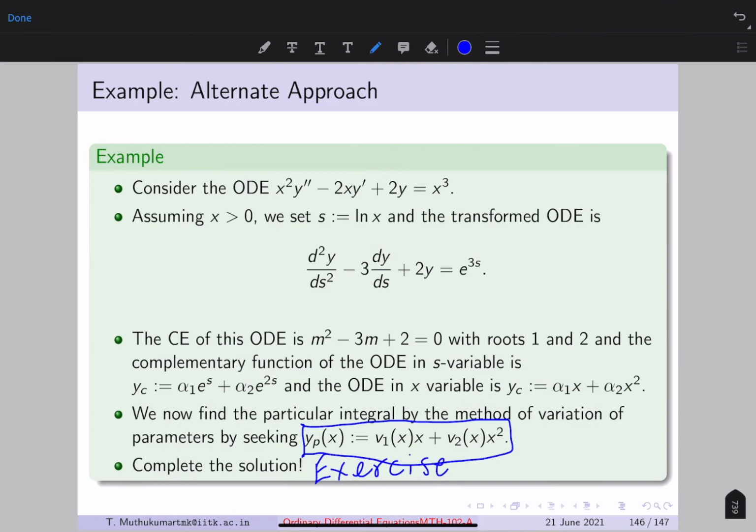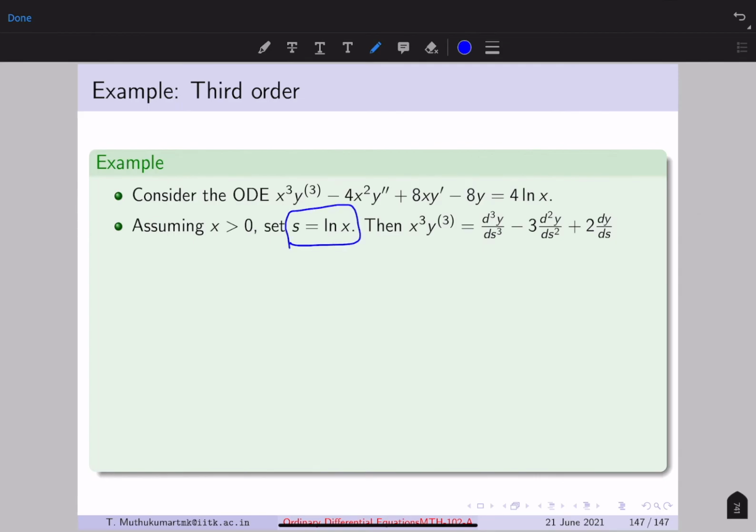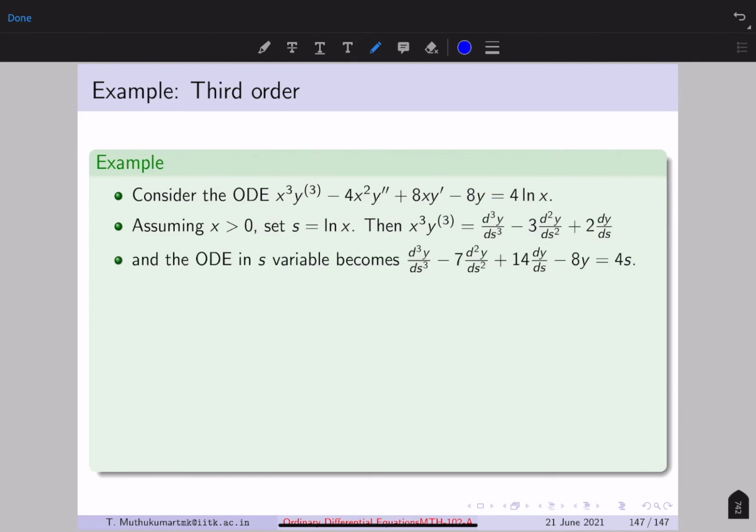So you can solve the same problem both with the method of variation of parameter and also by the method of undetermined coefficients. Okay, now let's look at another example. So this is a cubic equation, and here again you see the coefficients are in the powers of x, which means that it's a Cauchy-Euler form. So if you use this transformation s equal to log x, you have this relation for x cube. If you substitute this transformation and compute all x derivatives in terms of the s variable, then you are going to get an ODE in the s variable, which is this, where this 4 log x has become 4s.